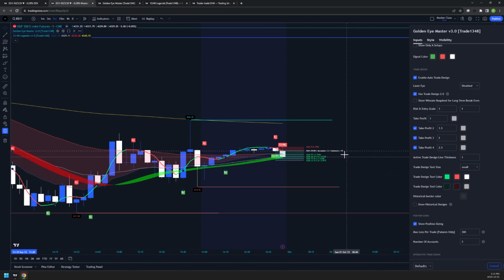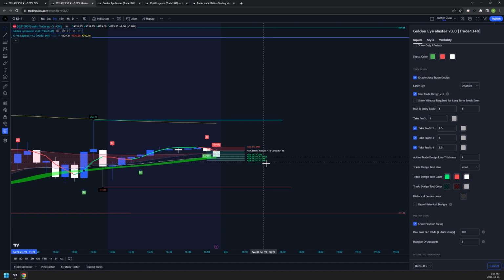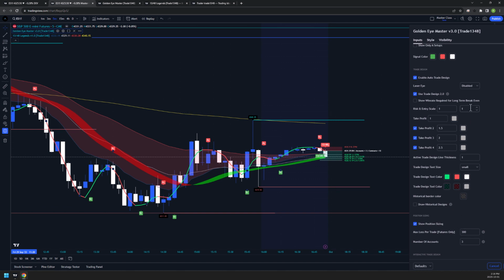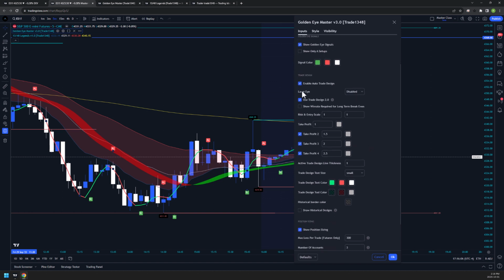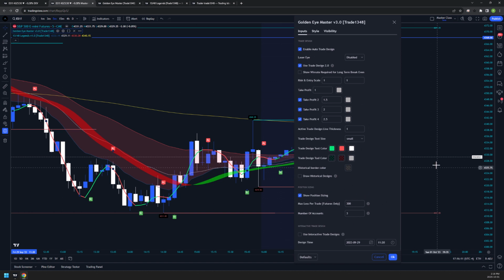So it's asking you to take 12 contracts, which is essentially 4 contracts per account. And this is how much you stand to lose, which is 750, and you can stand to gain 750, or in the best case, when it hits the 2.5 to 1, you stand to gain 1875. So that's it for GoldenEye Master 3.0. To recap, you've got the new trade designs, you've got the risk and entry scale, you've got the new position sizing with the dollar figures, you've got the interactive trade designs, and you also have the win rate.